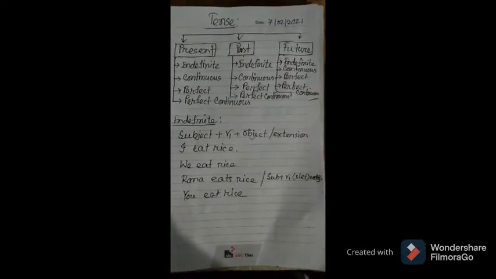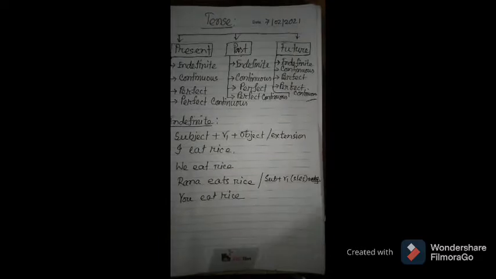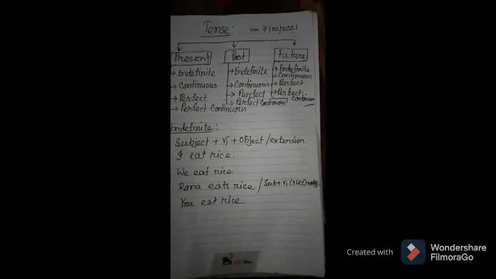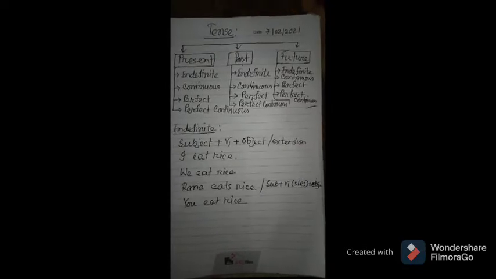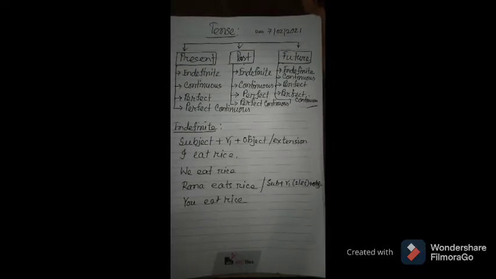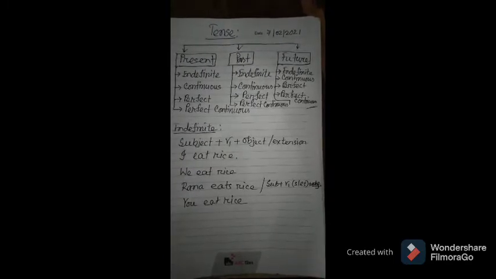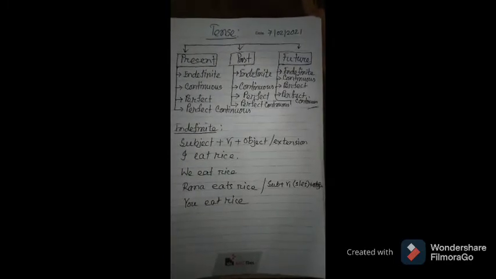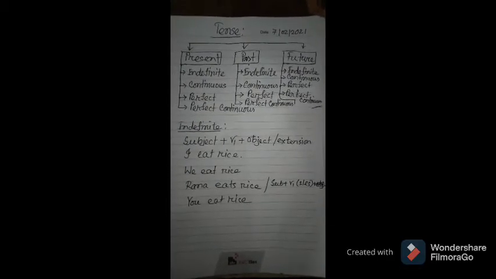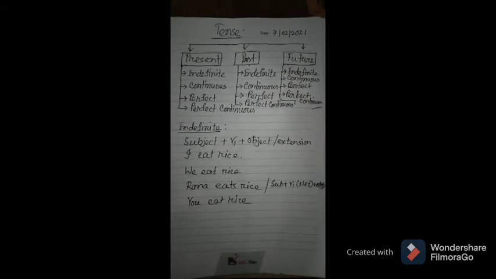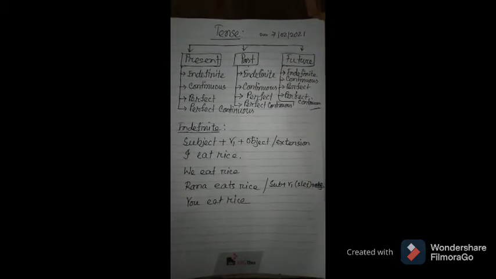Okay, as already cleared, in present tense we have four parts, namely indefinite, continuous, perfect, and perfect continuous. And also in past tense we have four types: indefinite, continuous, perfect, perfect continuous. So do the future tense. So today my assignment is to describe basically three tenses: present indefinite, past indefinite, and then future indefinite.